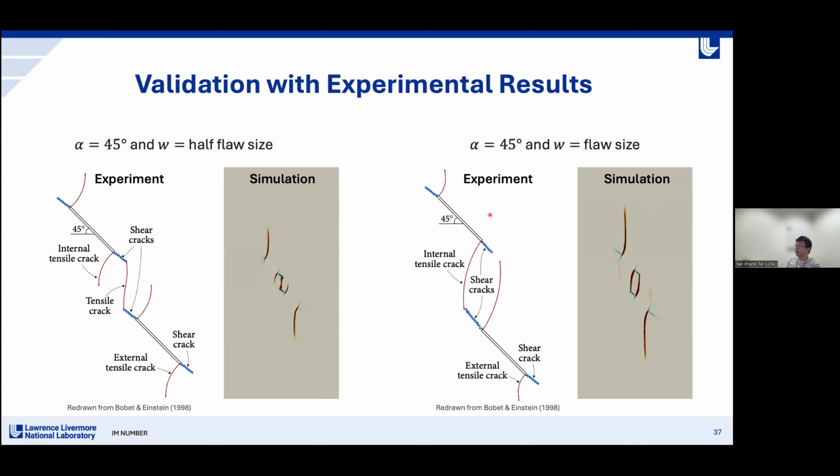Through this example, I want to highlight another advantage of this double phase field method, which is that the model can help distinguish between the cracking modes. And this can be very useful to understand the cracking mechanism when it's hard to interpret the cracking mode in experiment or field test.